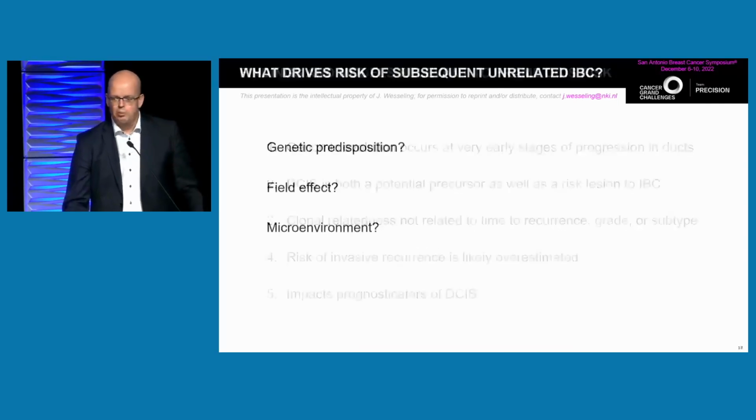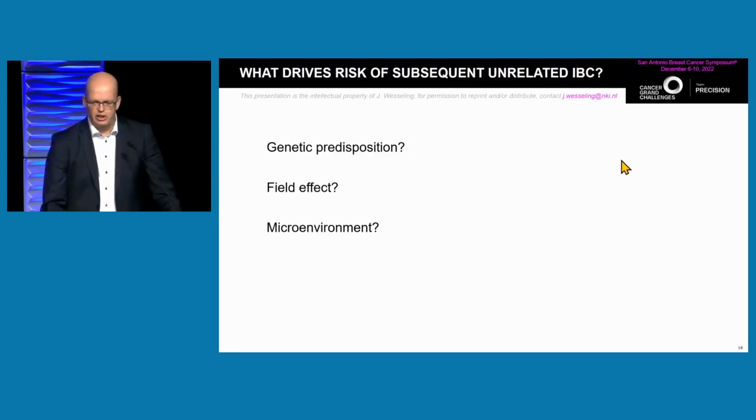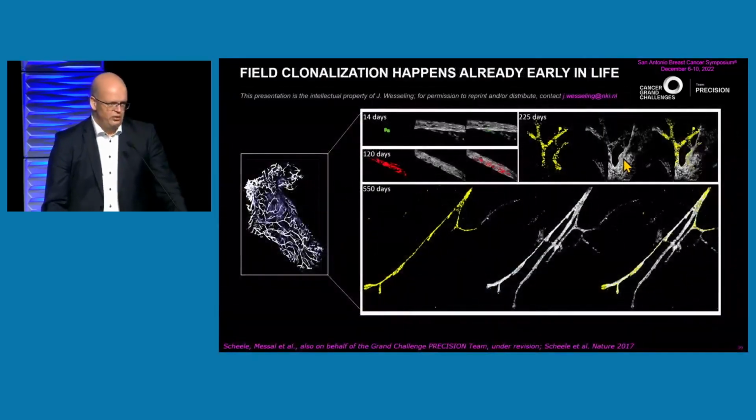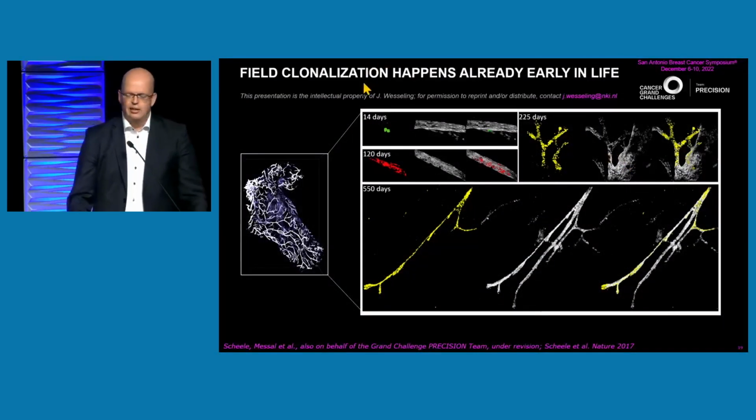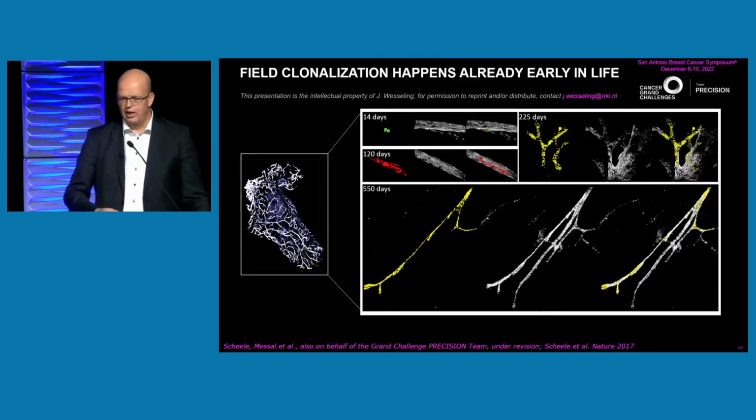What then can explain the unrelated invasive breast cancer, the increased risk for invasive breast cancer? Is it a genetic predisposition? Is it a field effect? Or is it the microenvironment? Or is it a combination thereof? Therefore, it's very important to realize how the mammary gland comes into play over the years, during lifetime.